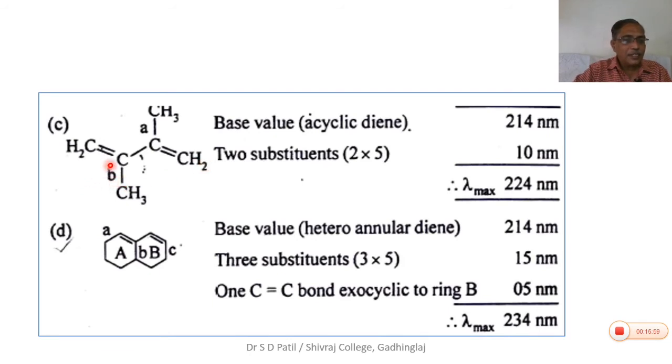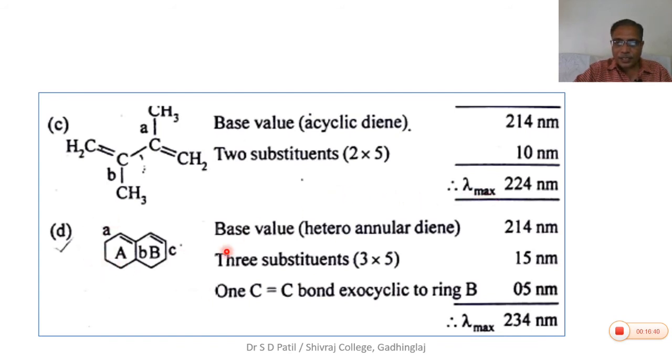Then, when we consider the diene structure, there are two substituents. Which are those? One substituent is A. This methyl group is one substituent, indicated by A. And the other substituent is B, which is again a CH3 group. So these are two alkyl substituents, and therefore there is an increment of 2 into 5, that is 10 nanometers. So 214 is the base value, and an increment of 10 for two alkyl substituents gives the value 224 nanometers. So lambda max for this structure C will be 224 nanometers.